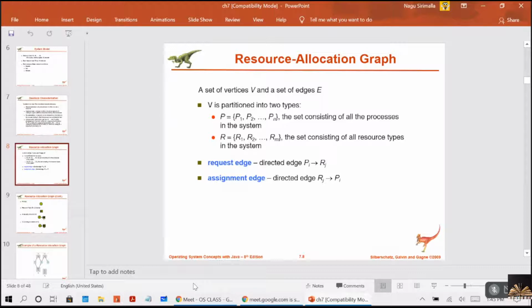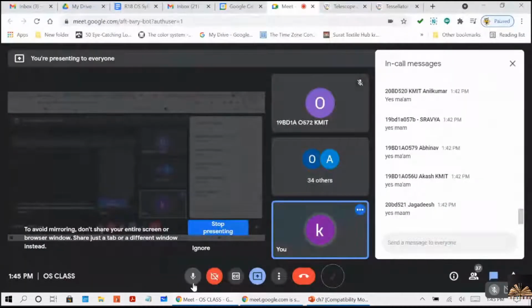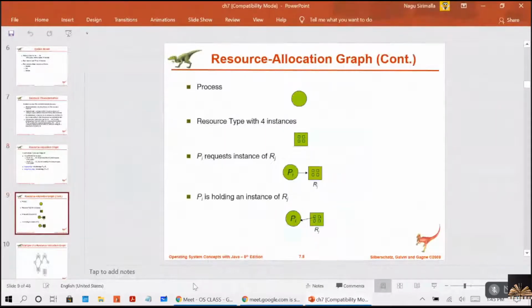Now, assignment edge means what? It's a directed edge from resource to process. That means the resource is allocated to the process. Rj to Pi means an instance of the resource type Rj is assigned to the process Pi. You are getting me now? Right.